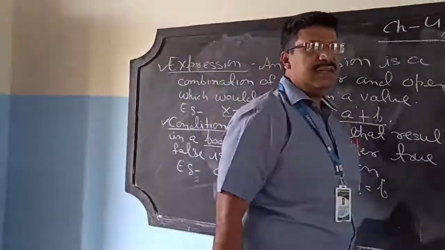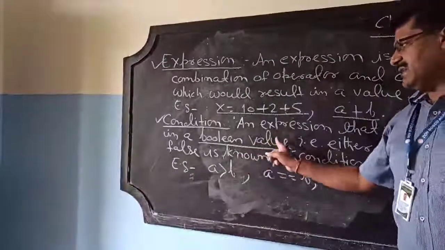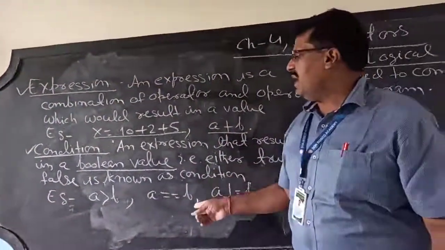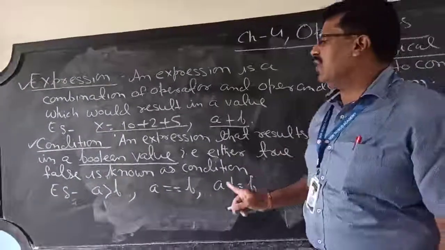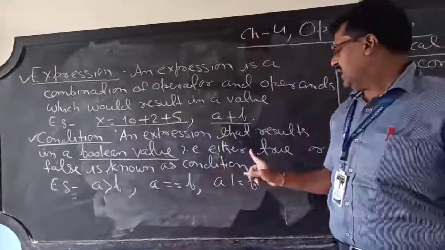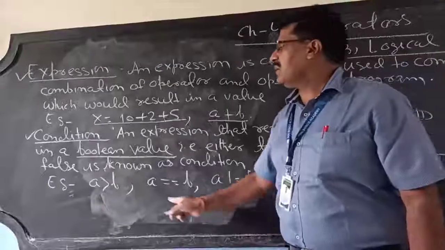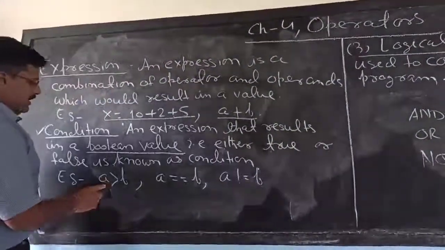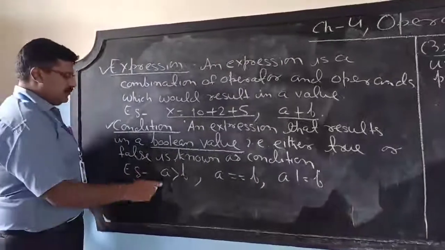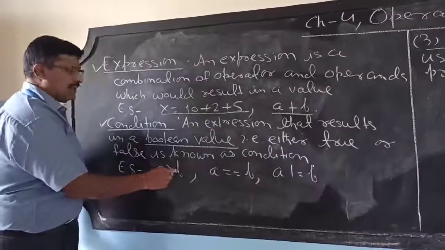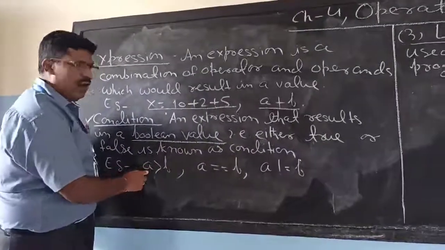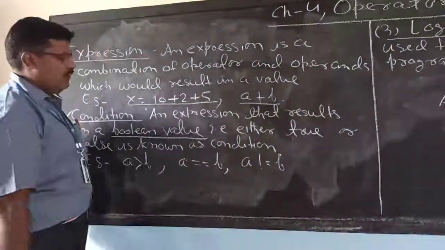So any expression, but it is a different type of expression. What expression? It gives the result in either true or false. If it is correct, it gives a true value, otherwise it gives a false value. For example, A greater than B. If the value of A is greater than B, then the output will be true. And if the value of A is not greater than B, then the output will be false.